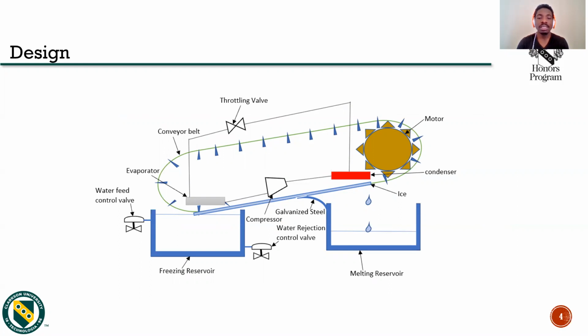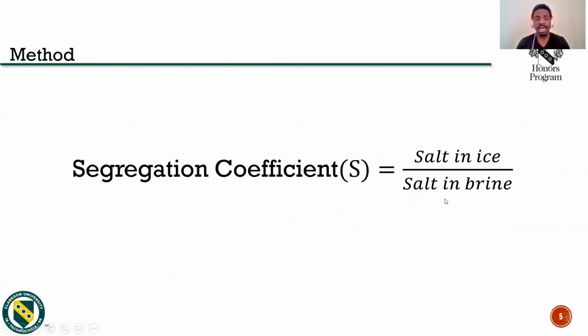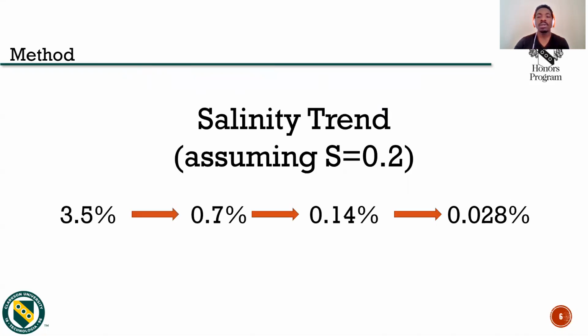The way it operates is, you freeze water, remove salt from the surface of the ice that's formed from that water, and after that you melt the ice. The key aspect that freeze desalination depends on is the segregation coefficient, which is the amount of salt in the ice as compared to the amount of salt in the remaining water as you freeze a certain quantity of water. The lower this segregation coefficient, the more efficient the freeze desalination is, in terms of number of cycles.